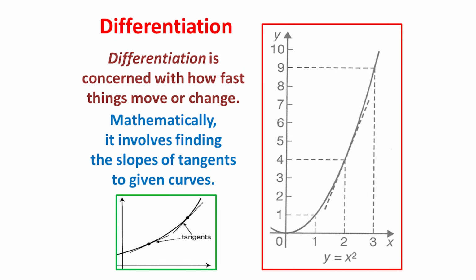Differentiation is concerned with how fast things move, change or grow, such as the varying speed of a moving object. Mathematically, it involves finding the slopes of tangents to a given curve. For example, in the picture on the right, showing the graph of y equals x squared, what is the slope of the slanted dotted line at the point where x is 2 and y is 4?